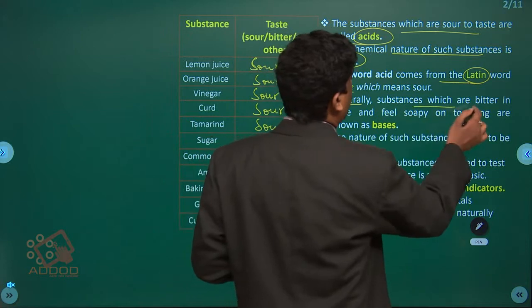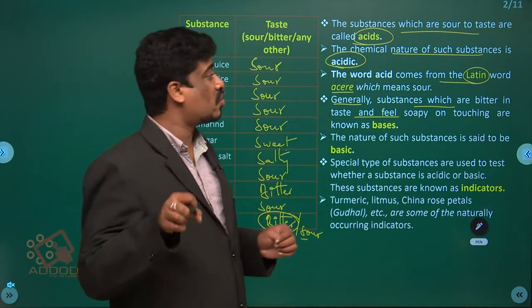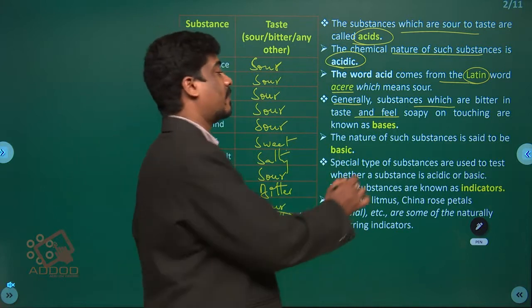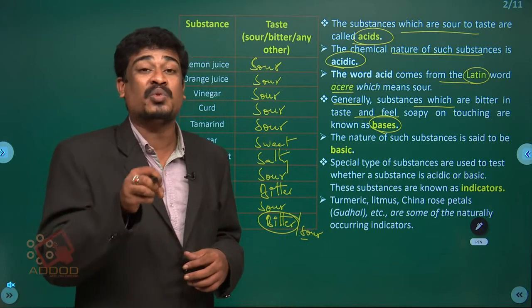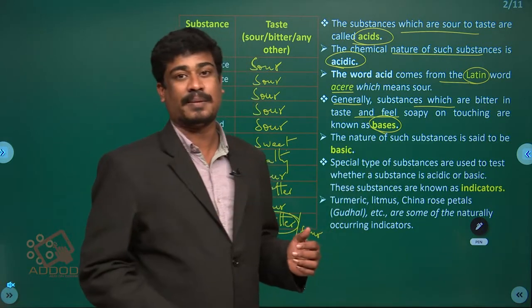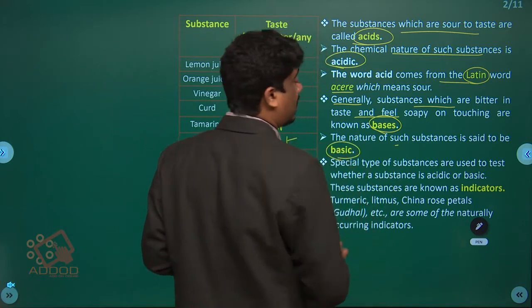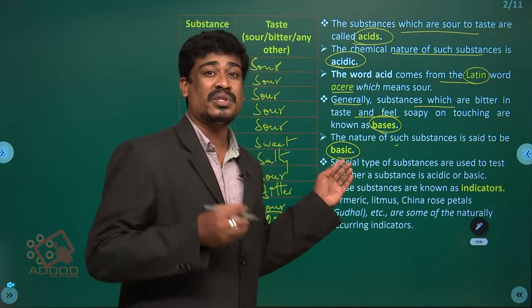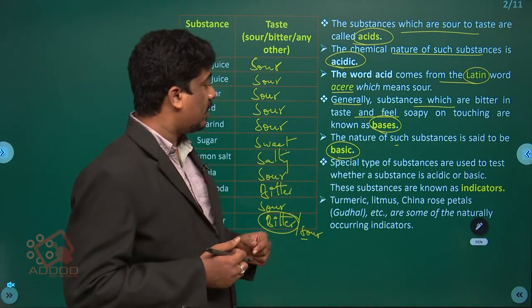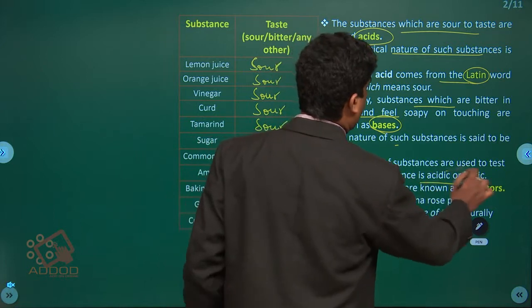Generally, substances which are bitter in taste and feel soapy on touching are known as bases. The nature of such substances is said to be basic. While explaining the properties, we have to use the word basic. And special types of substances are used to test whether a substance is acidic or basic.